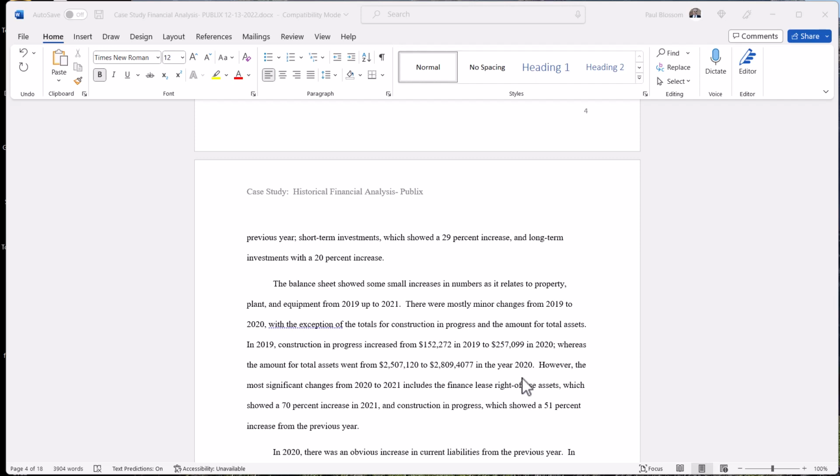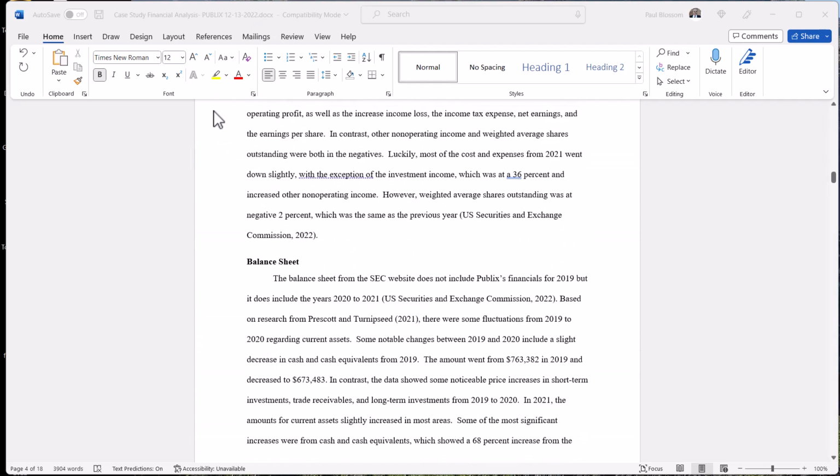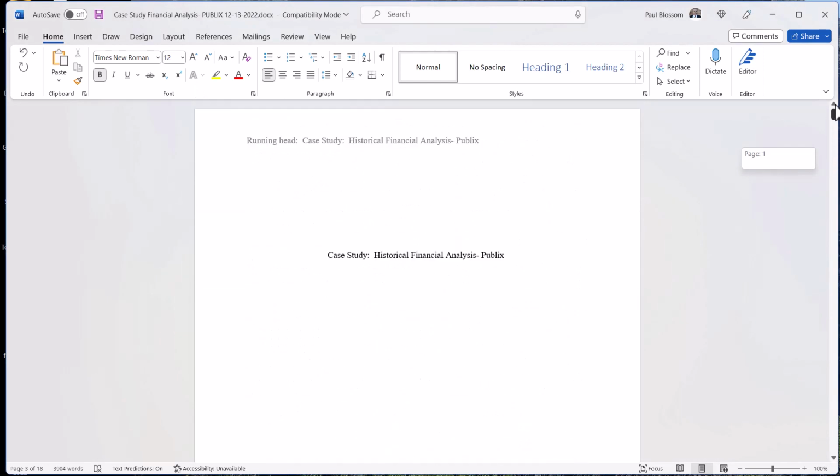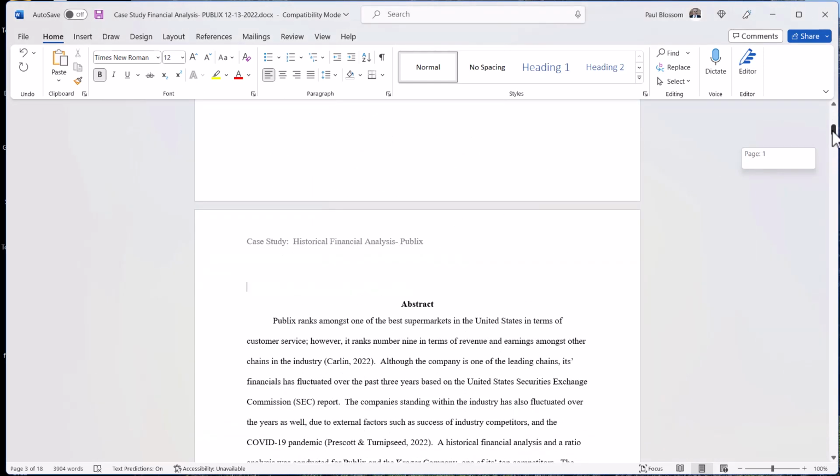Today, I wanted to talk about how you can improve your documents by using the editor that's in Microsoft Word. So I've opened up a case study here, and I've looked through it. There's some problems in it, and so we're going to look at that. And so what I'm going to do to start out here is just to click on the editor over here.